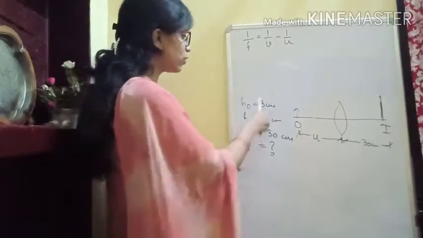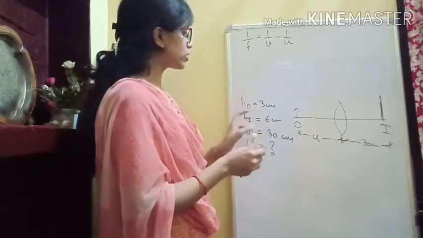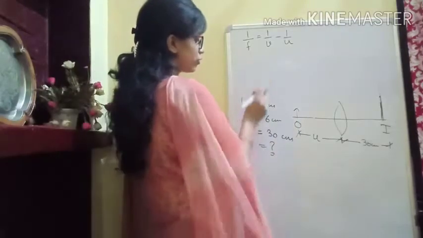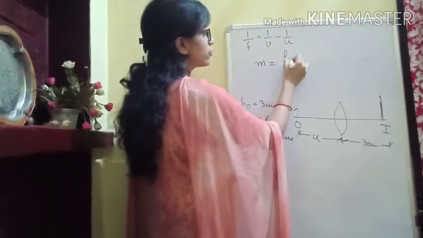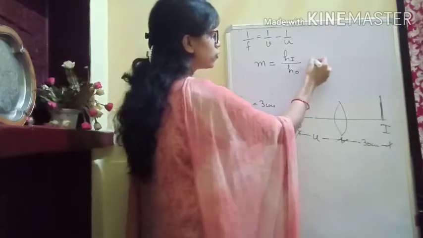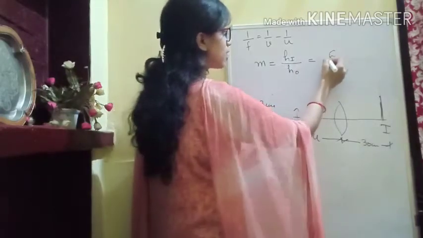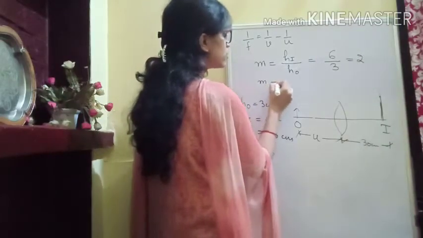So to calculate u, we are going to use this information. This is the height of the object and height of the image. We know magnification is the height of the image upon the height of the object. The height of the image is given as 6 and the height of the object is 3. Then this m is coming 2.